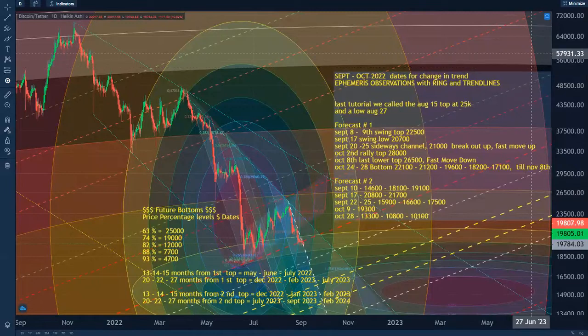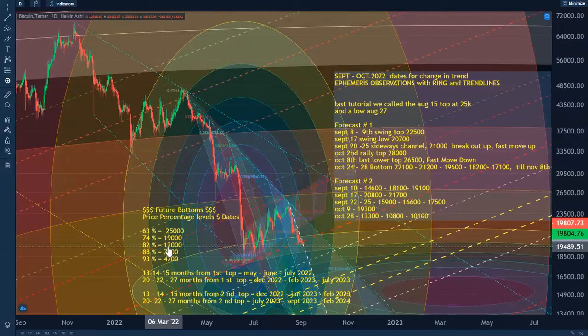Bitcoin is a very volatile asset. We've talked about this in the previous tutorials. We've talked about the moves down, that we could certainly see 82%, we could certainly see 88% down, and we could always come back to this price level. Now, is that going to happen?